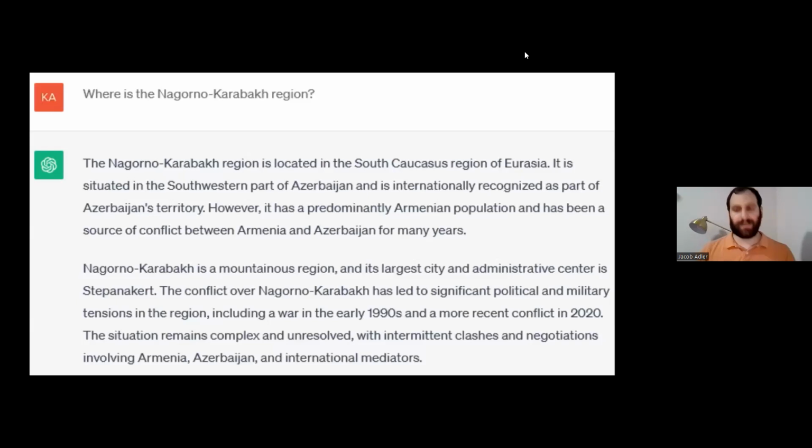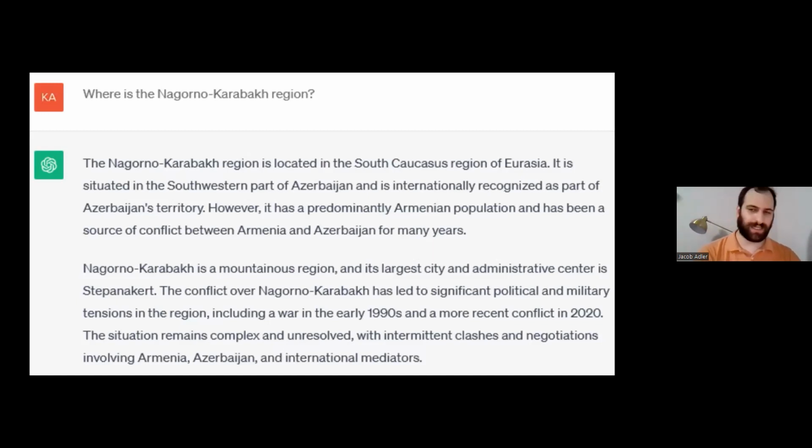And so I've done some other tests, and I just want to show you the levels of complexity that you can reach if you're using a generative system. Recently in the news, there was all this talk about the Nagorno-Karabakh region and the conflict between Azerbaijan and Armenia. I was reading that article and didn't know where that was. So I asked the generative system, where is the Nagorno-Karabakh region? And it gave me a pretty concise answer.